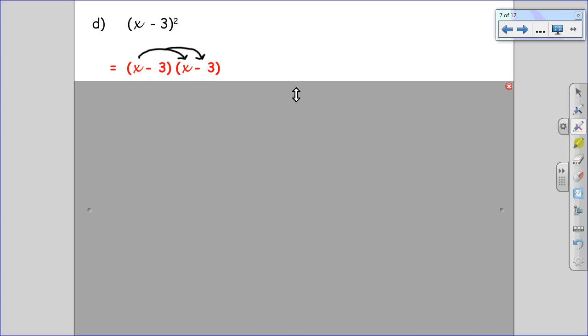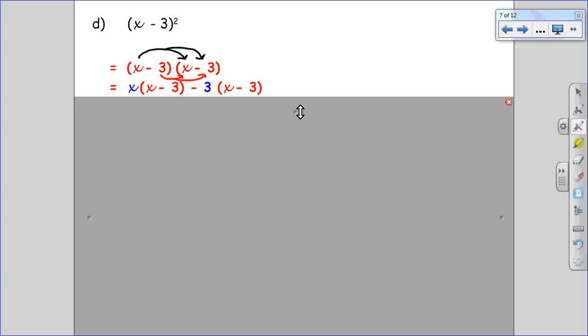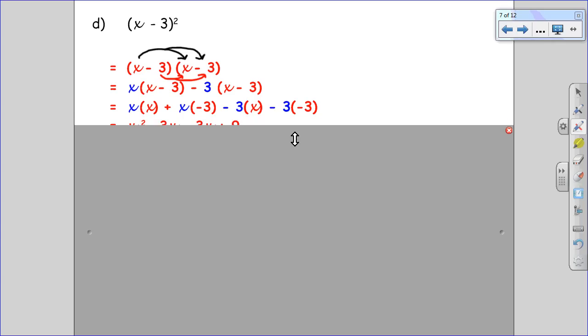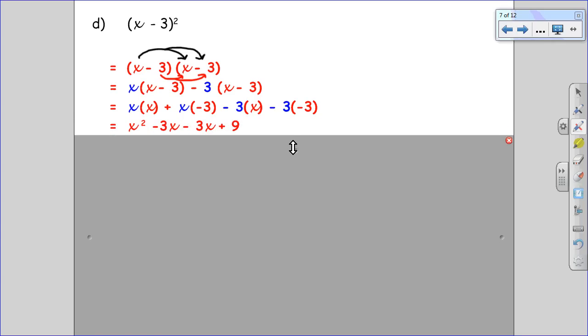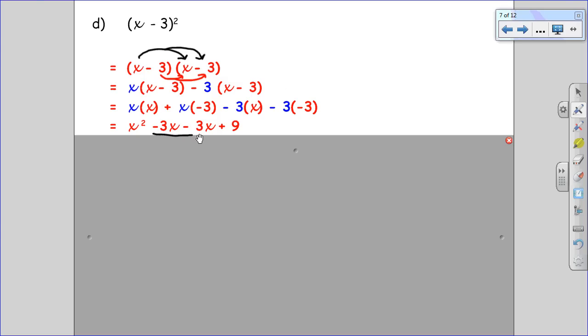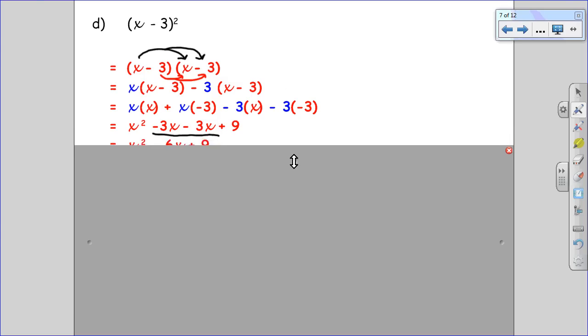And I would also do negative 3 times x and negative 3 times negative 3, which you'll see is written on the next line. And again, distribute: x times x, x times negative 3, negative 3 times x, and negative 3 times negative 3. And if I simplify, I've got x squared, positive times negative will give me negative 3x, negative 3 times x, negative times positive is also negative 3x, and then I have negative 3 times negative 3, which leaves me positive 9. And again, to combine my like terms, I've got a negative 3x and a negative 3x to give me negative 6x.